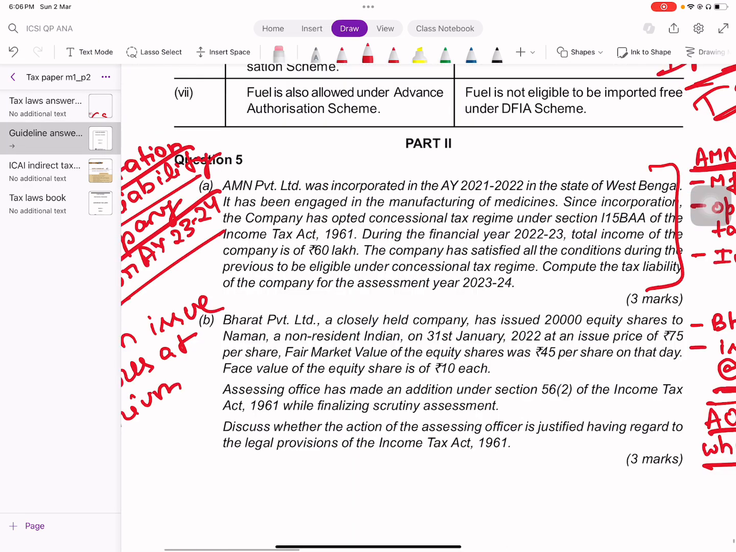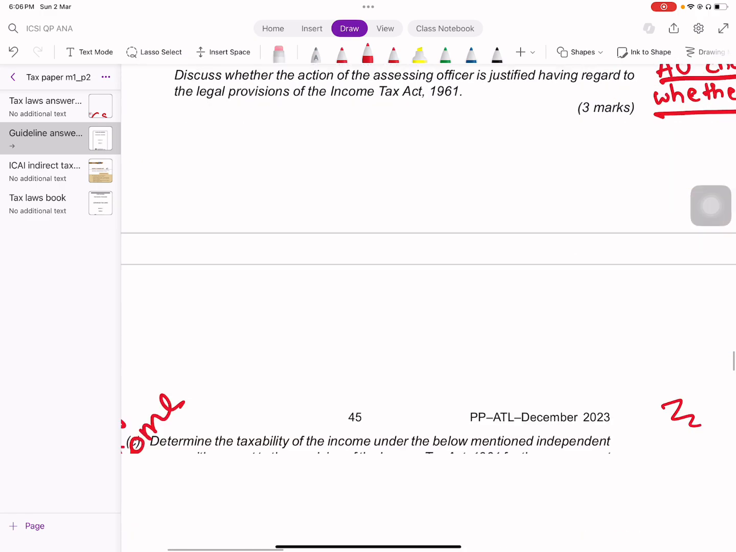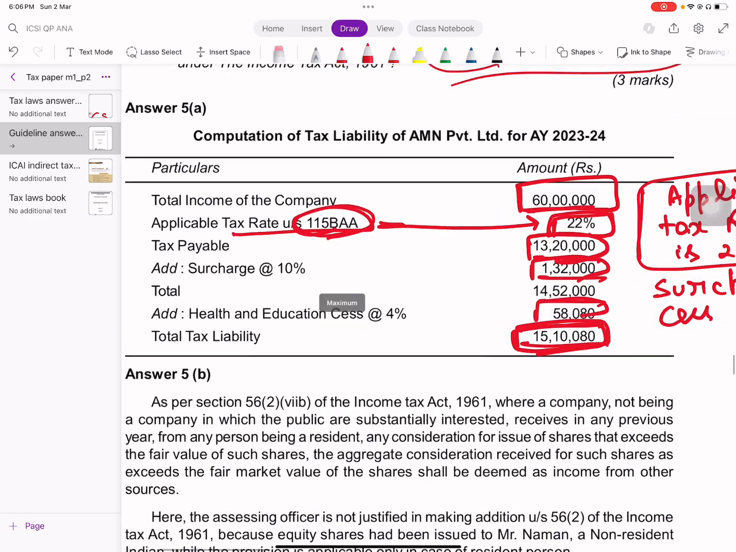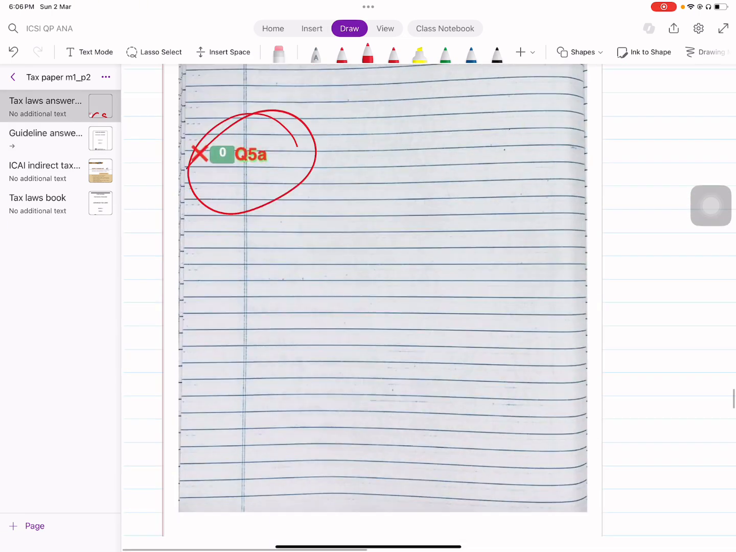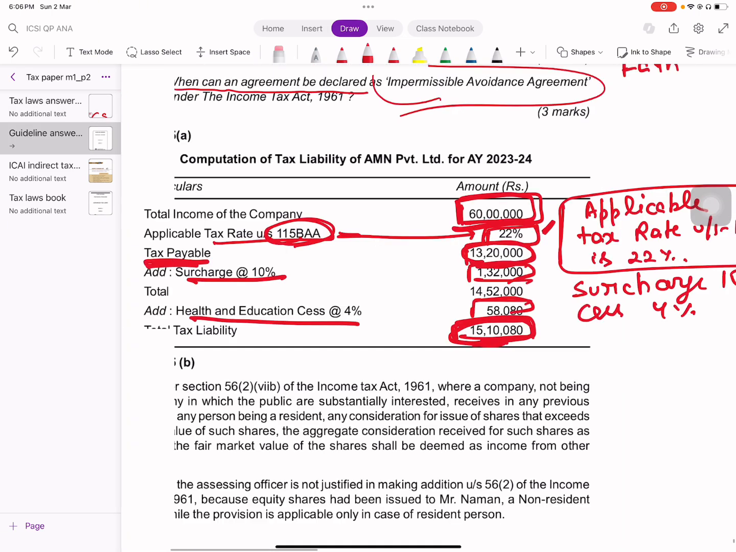However, if I show you the correct calculation, that is the computation of tax liability. The rate applicable was 22%. So the answer was simple. Total income 60 lakh. Tax payable 22% of 60 lakh, 13 lakh 20,000. Add surcharge, add cess, and arrive at the total tax liability. Now let's move on to question number 5B.